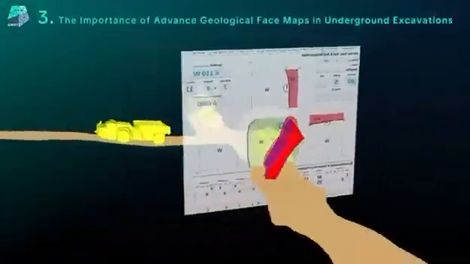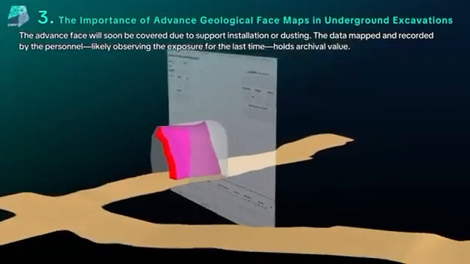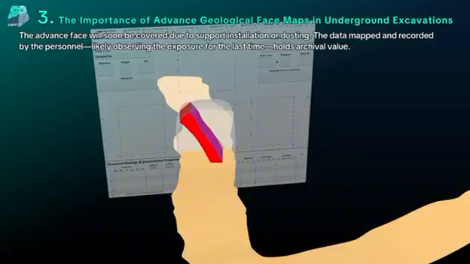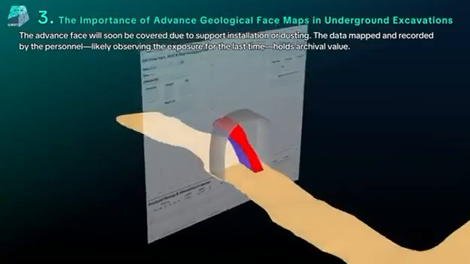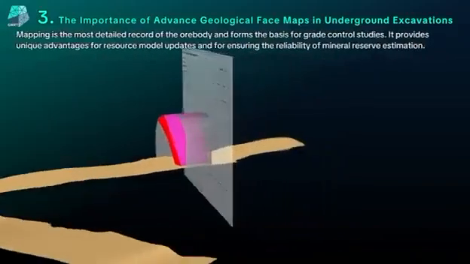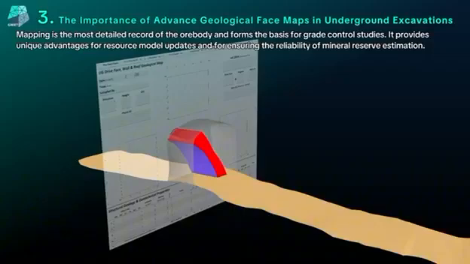Now, the importance of underground advance mapping and a systematic archive. The advance face will soon be covered due to support installation or dusting. The data mapped and recorded by the personnel, likely observing the exposure for the last time, holds archival value. Mapping is the most detailed record of the ore body and forms the basis for grade control studies.